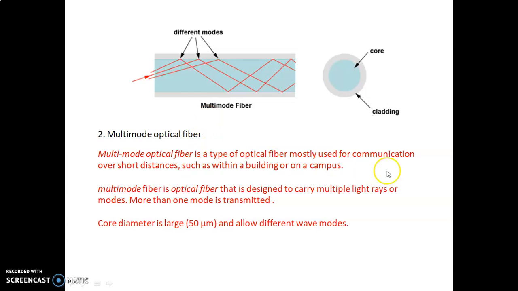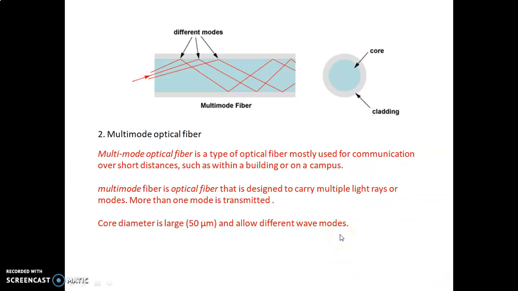So multi-mode optical fiber is used in most of the communications over short distance. So for short distance, we'll be using multi-mode optical fiber. In the buildings and all, we'll be using multi-mode optical fiber. It will carry multiple light rays or multiple modes. The core diameter is larger, 50 micrometer, and it will allow different modes.